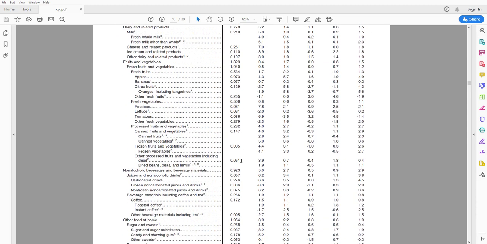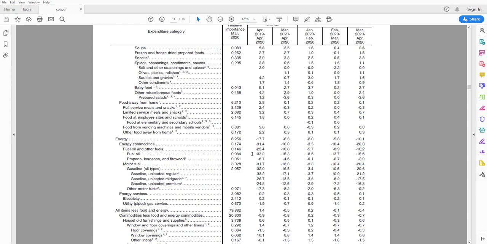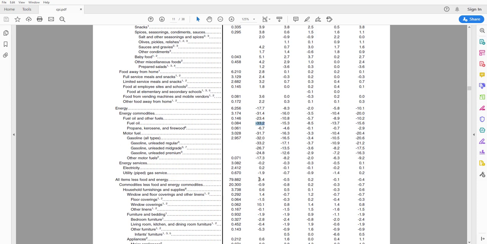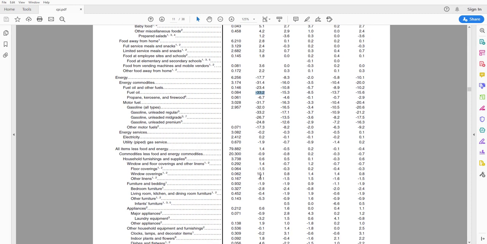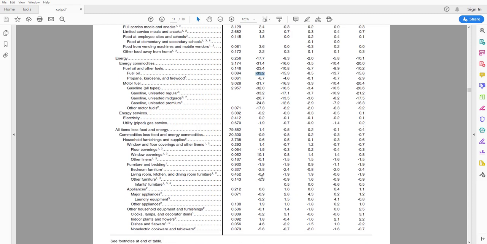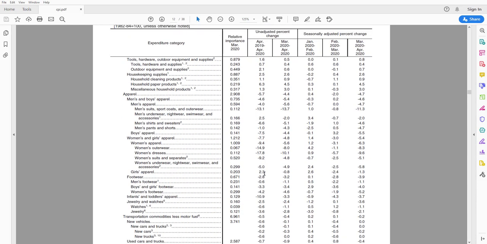But we do notice some declines as well. If we go further down, this is where the energy comes in. Fuel oil declined in price by 33%, and we can see the prices reflected at the gas pump during this time period. This is exactly what the BLS does. They break down every single one of these goods and services and track the prices for them. Using the formulas we've already talked about, the CPI and the inflation rate, this is exactly where they get these particular numbers.